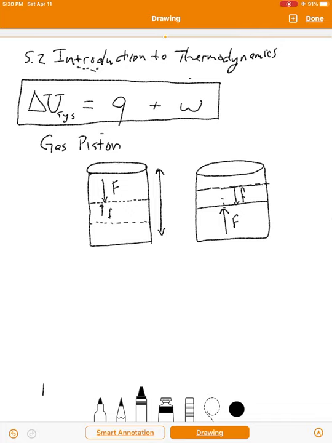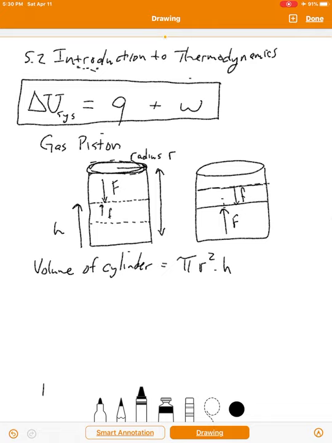So this is a three-dimensional object. It's a cylinder. So it has a volume. And the volume of a cylinder is the cross-sectional area, which is a circle, and the area of a circle is pi r squared, where r is the radius, times the height. Okay, so times the height. So any time that the force inside the cylinder is greater than the force outside the cylinder, or vice versa, the volume will change because the height of that membrane will change.